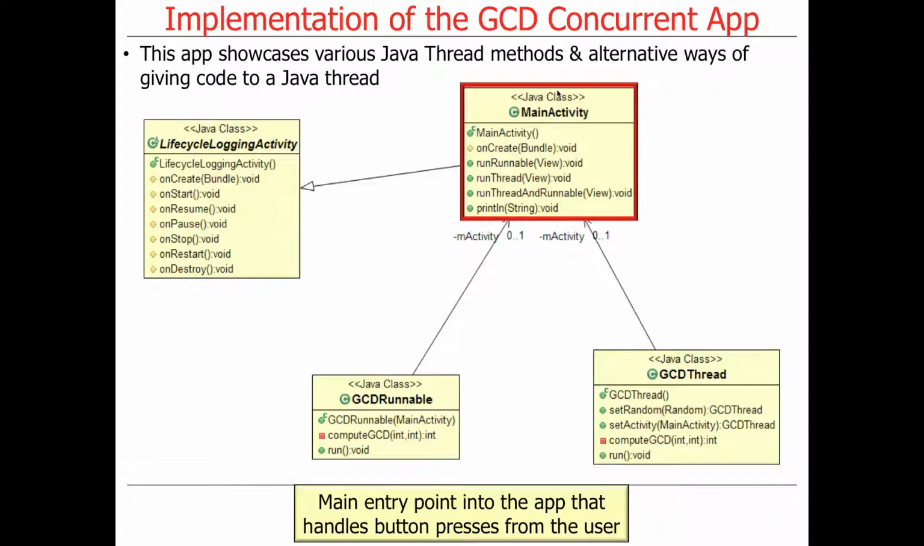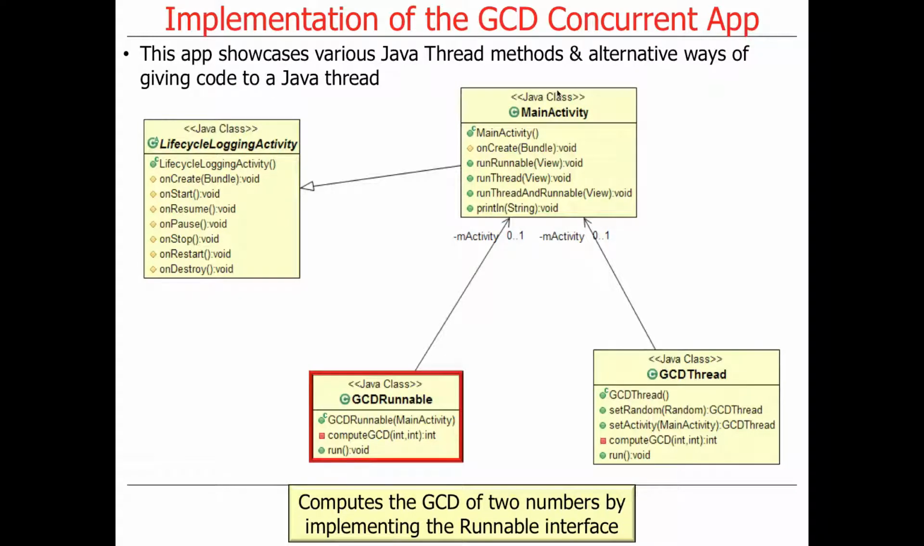Main activity then extends lifecycle logging activity, which in turn extends activity. And the main activity, as the name suggests, provides the main entry point into this app. Its primary purpose for this particular app is to handle the button presses from the user. So when the user presses the buttons to run the different versions of the application, those are handled by the main activity. Depending on which button you push, you'll get different behavior. You'll get the same behavior with different structure.